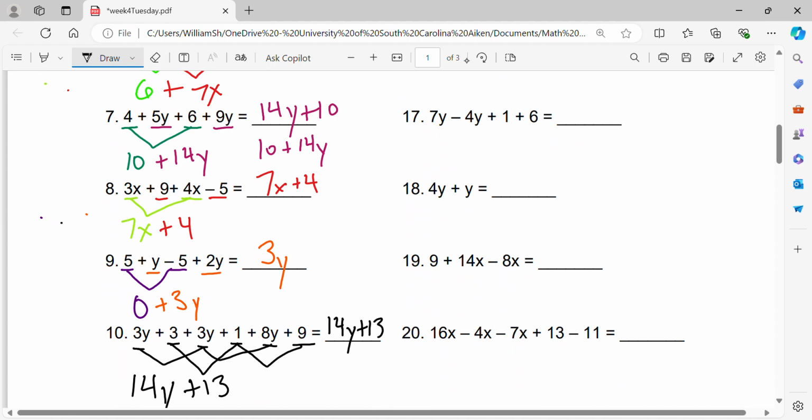Number 17. 7y minus 4y plus 1 plus 6. 7y minus 4y is 3y. 1 plus 6 is 7. 4y plus y is 5y.